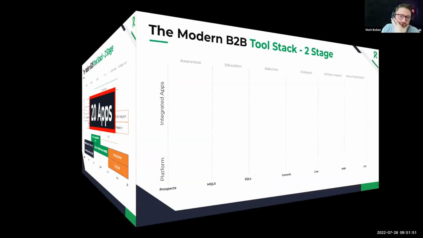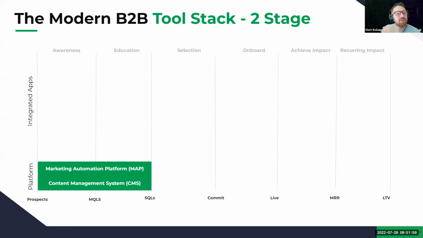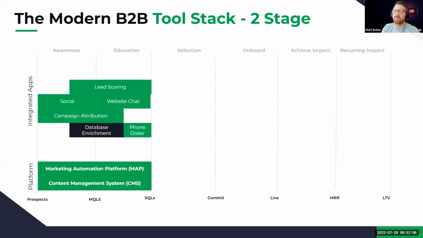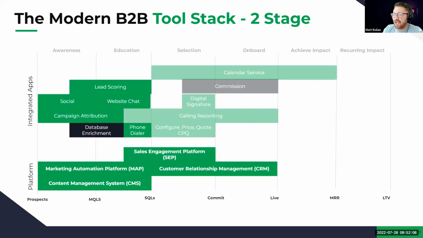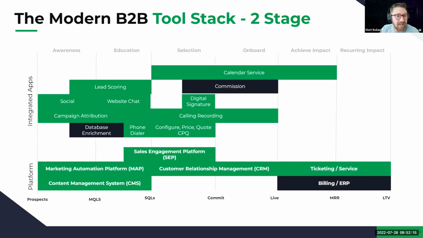So let's live in a world. This is the world I live in, so it's not like it's a fake one. Let's live in this world. And I'm going to say this: everything that's the same color is the same platform. What if your map, your CMS, lead score, social, website check, campaign attribution, phone dialer, sales engagement platform, customer relationship, calendar service, digital signature, call recording, configure price quote, ticketing, were all in the same darn platform? Wouldn't that be great? And then you still have your data enrichment, systems like ZoomInfo, commission like QuotaPath, and billing ERP like QuickBooks.